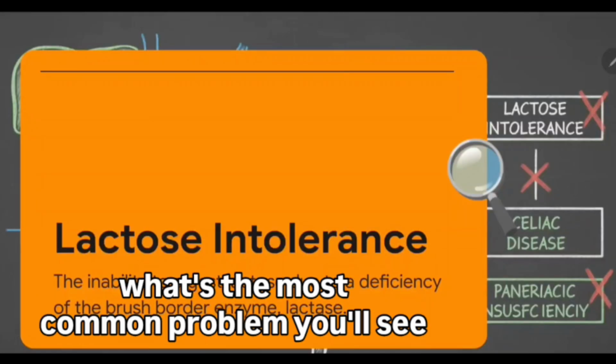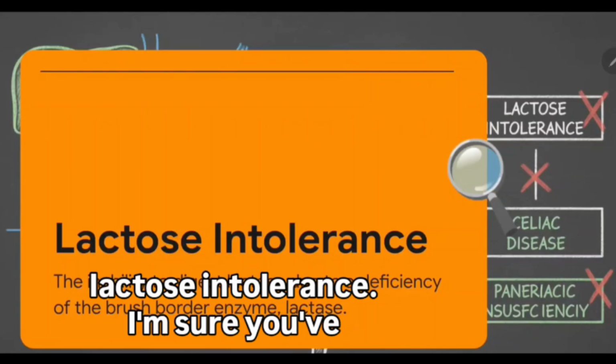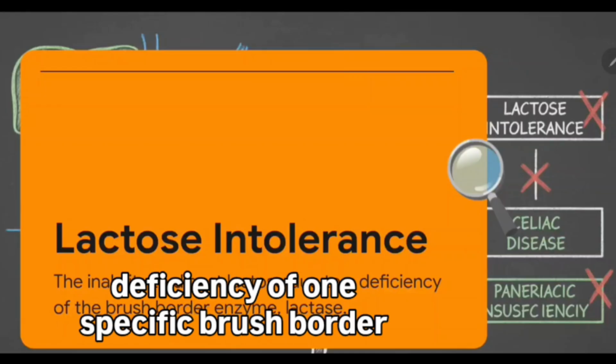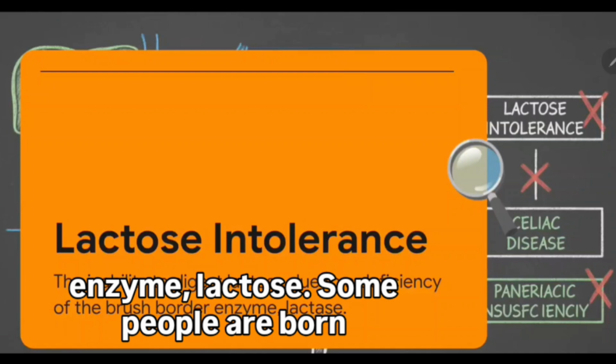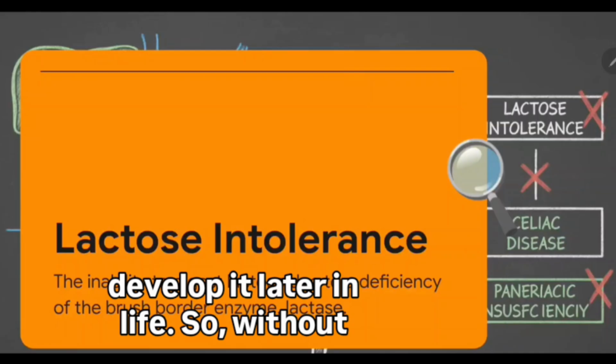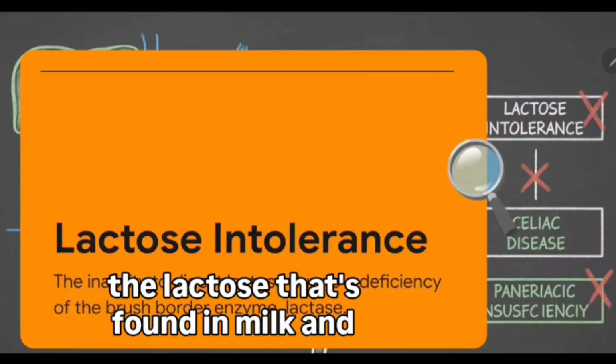So, what's the most common problem you'll see with carbohydrate absorption? It's lactose intolerance. I'm sure you've heard of it. It's nothing but a deficiency of one specific brush border enzyme, lactase. Some people are born with it, but it's much more common to develop it later in life. So without lactase, your body just can't break down the lactose that's found in milk and dairy.